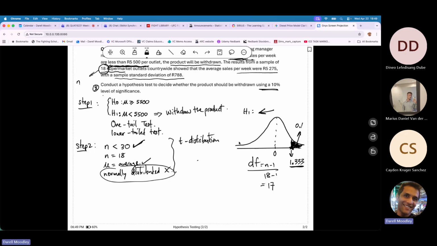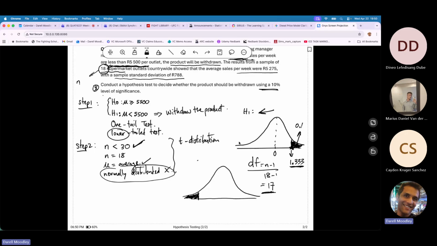Okay, so we've worked it out for our problem. We have degrees of freedom is 17, and we got a value of 1.333. But remember, when we started this session, we showed that it's a lower tail test. So that means the rejection region is on the left, lower tailed. So here is our rejection region, all right?